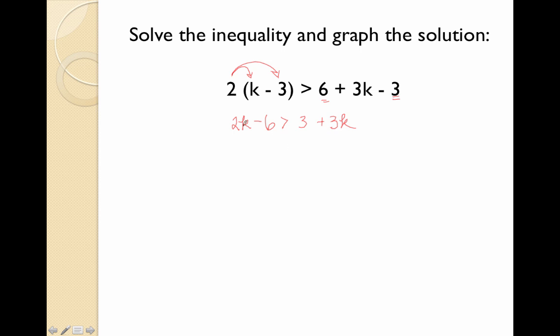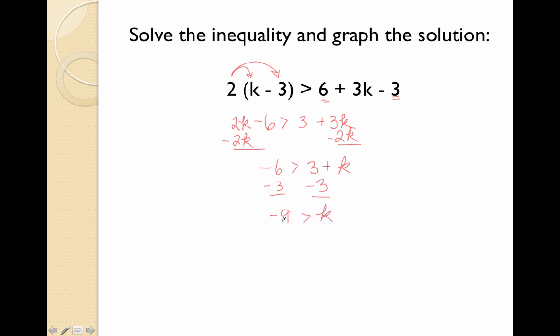I really like not having to deal with that negative, dividing or multiplying by a negative, so I'm going to go ahead and isolate by taking this 2k off the left-hand side, because then I end up on this side with a positive k. So I've got negative 6 is greater than 3 plus k. Now I've got that positive k, so I don't have to worry about my inequality flipping. I still need to get rid of my 3 from both sides. I have negative 9 is greater than k.